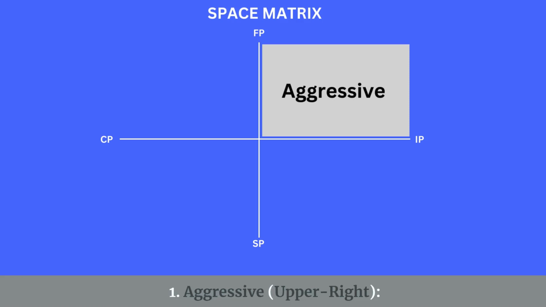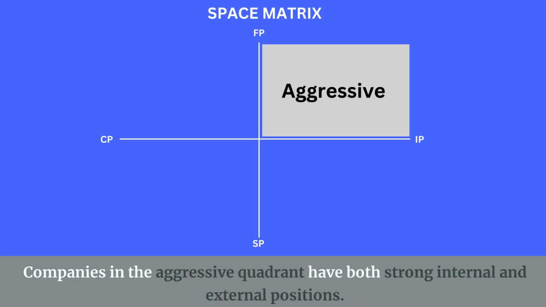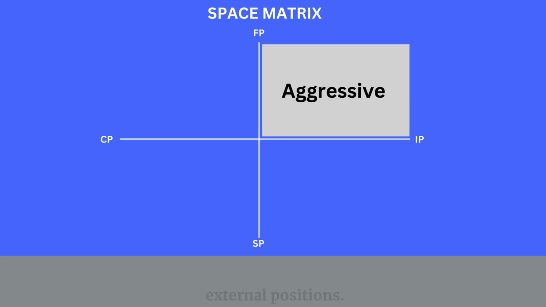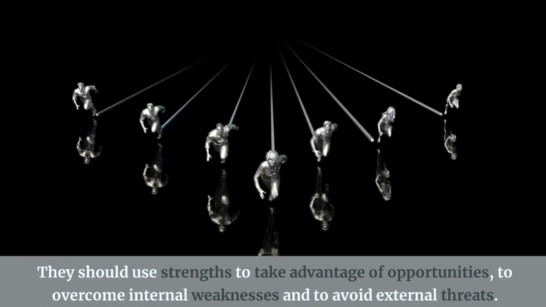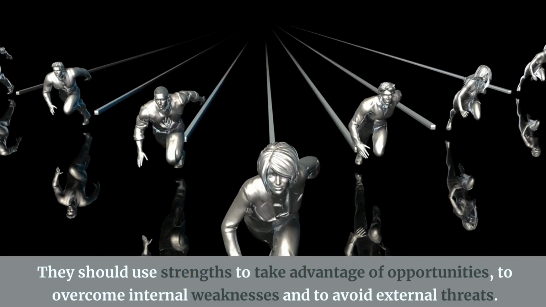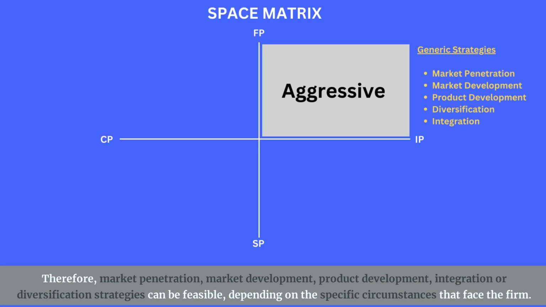1. Aggressive, upper right. Companies in the aggressive quadrant have both strong internal and external positions. They should use strengths to take advantage of opportunities, to overcome internal weaknesses and to avoid external threats. Therefore, market penetration, market development, product development, integration or diversification strategies can be feasible, depending on the specific circumstances that face the firm.